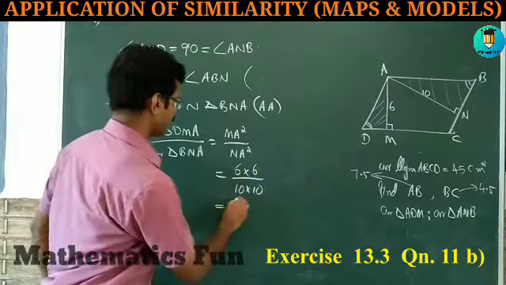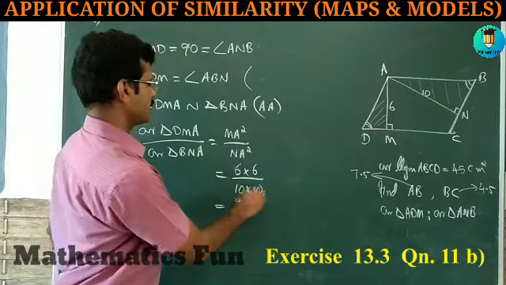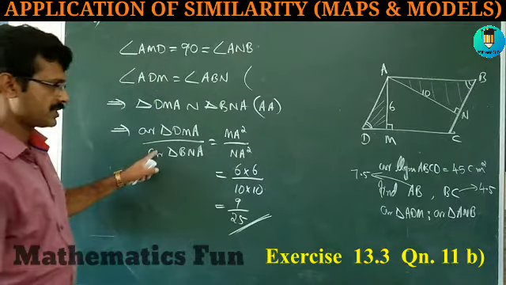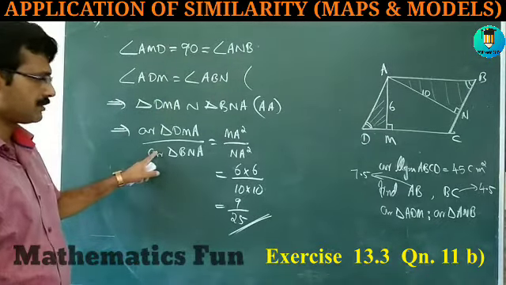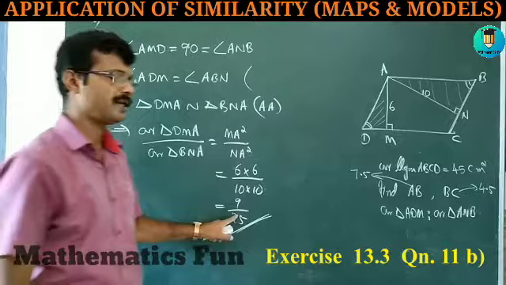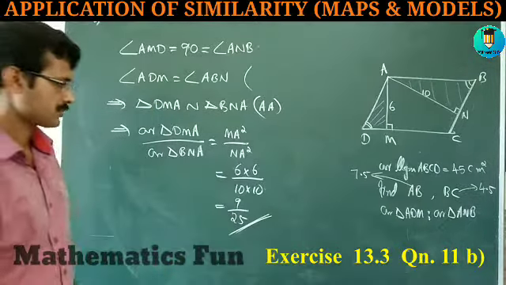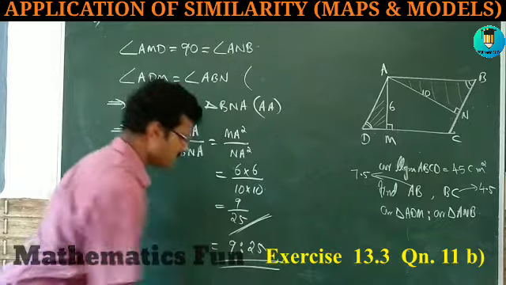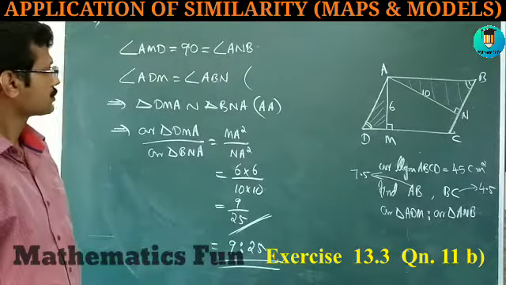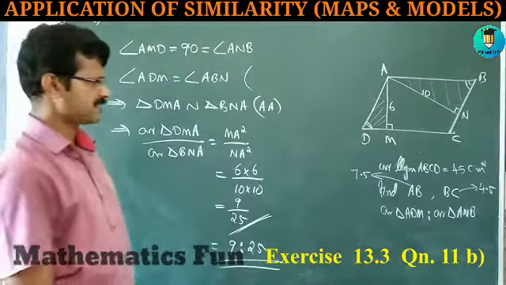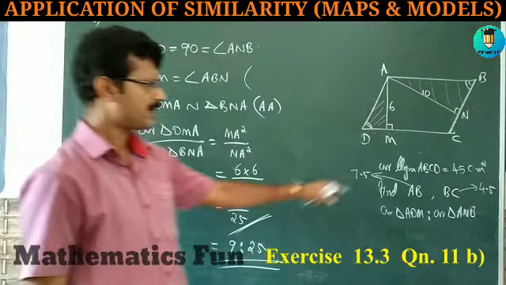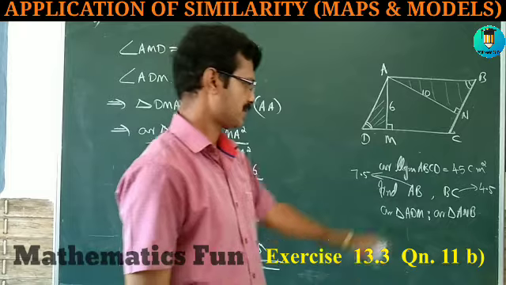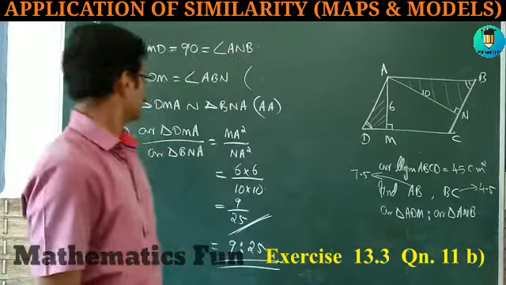So 3 into 3, 9, divided by 5 into 5, 25. That means the ratio of their areas, that is ADM and BNA, is 9 is to 25. So the ratio is 9 is to 25. That is the required ratio. So this is this question. Here we applied the area of parallelogram formula also. So that way I have done it.